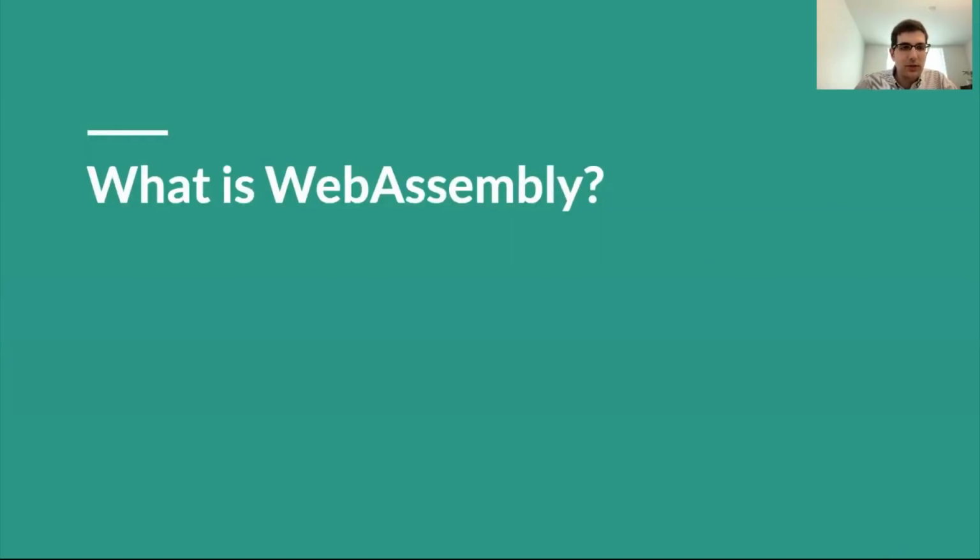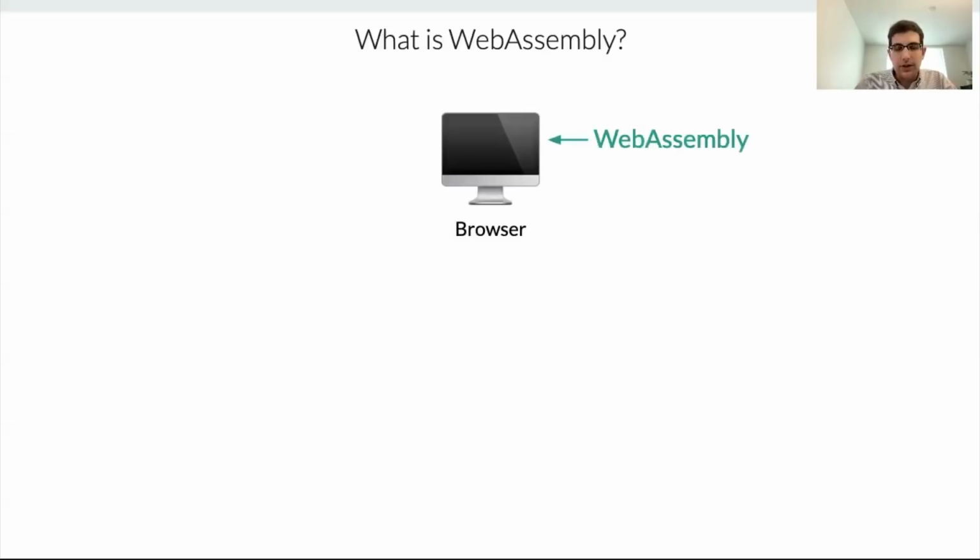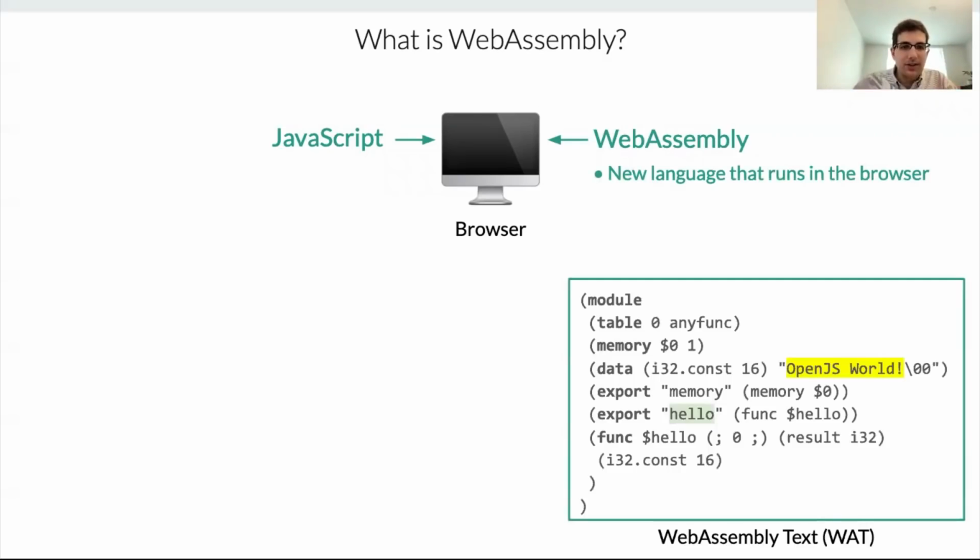All right, so what is WebAssembly anyway? Well, I like to think of WebAssembly as really just being yet another language that you can use in the browser alongside JavaScript, HTML, and CSS. Now, to give you a sense for what this language looks like, let's take a look at a simple example. Here I'm defining a function called hello, and all this function does is return the string OpenJS world.